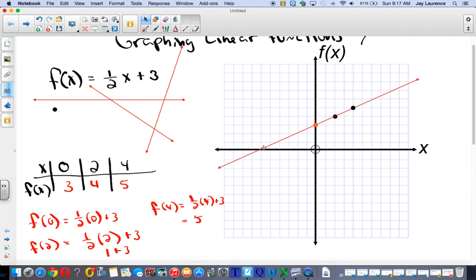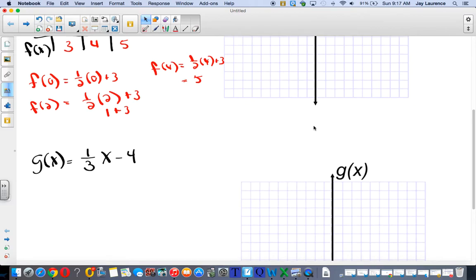And you need arrowheads on the end. And I will take off on tests if you choose to not do that. Okay, it needs to go forever, and it needs to have arrowheads on both ends. All right, there's my line. I'm going to come back to that in a minute. Okay, that was pretty easy.